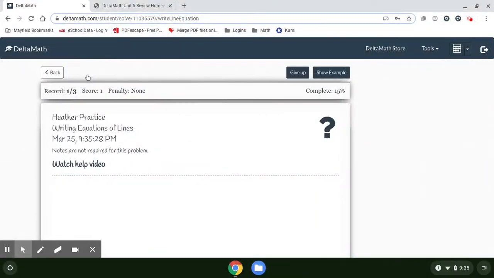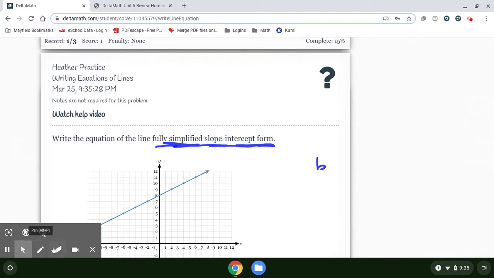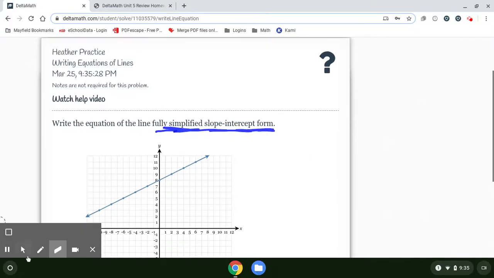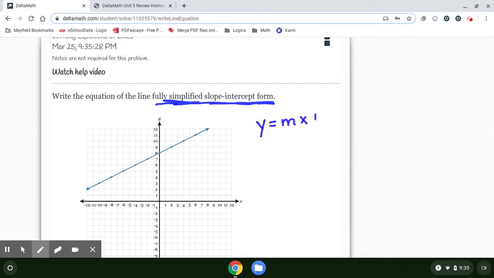Okay, so next problem, I'll do one more of these. Same thing, and we do need fully simplified slope-intercept form. So we are going to start with y equals mx plus b. I'll look for b first. B is where it crosses the y-axis. Interestingly, that's 8 again. So b is equal to 8.